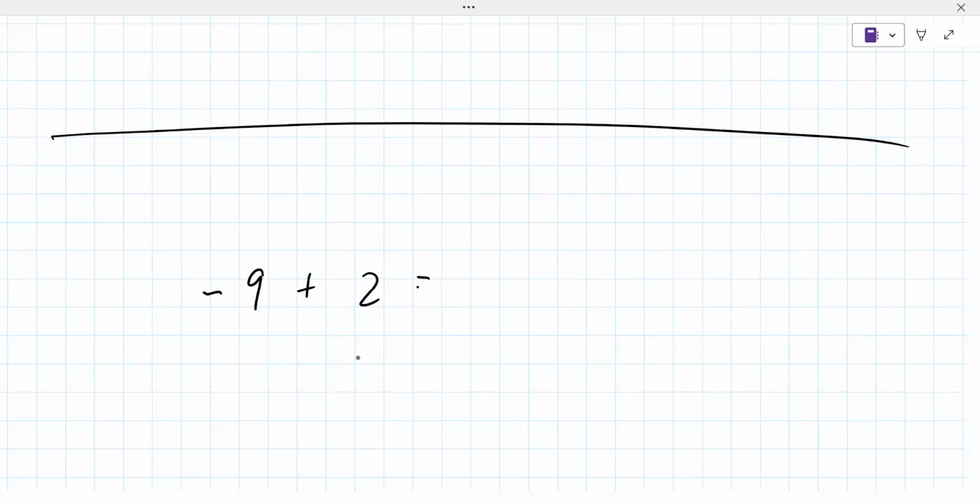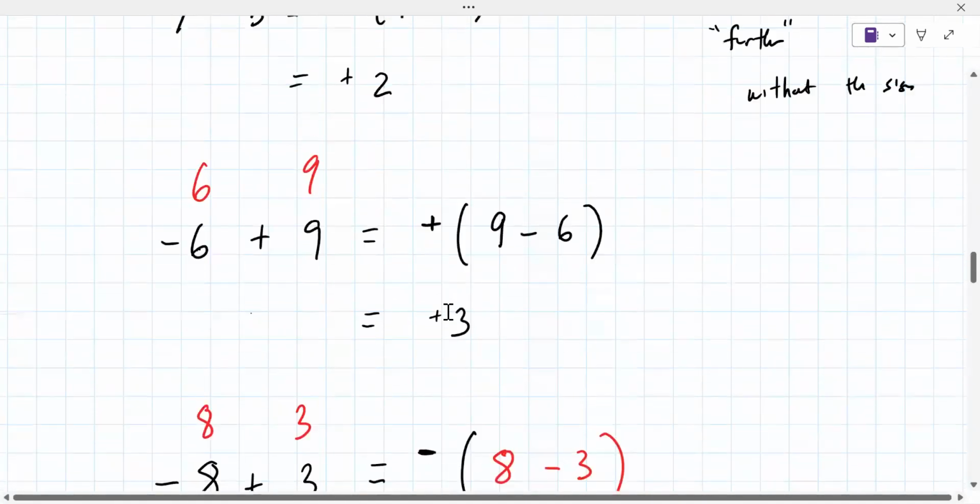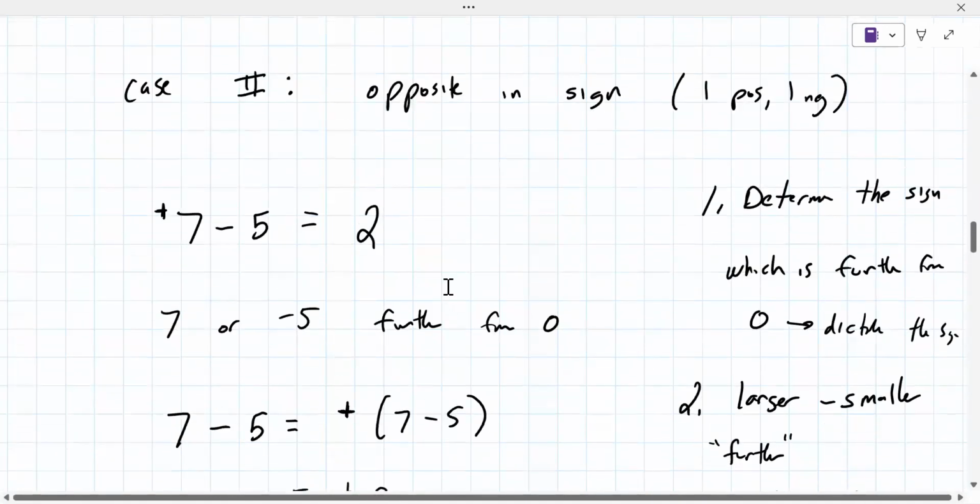Negative 9 plus 2. Are these the same sign or opposite sign? Not the same sign. So we call them opposite in sign, or you can say not the same sign. What is the first step there? Do you have that written down in your notes for when they are opposite in sign? It's okay if you don't, because we'll get it down here. The very first thing that you do, top right here, is you determine the sign based on which is further from zero, like you just said.